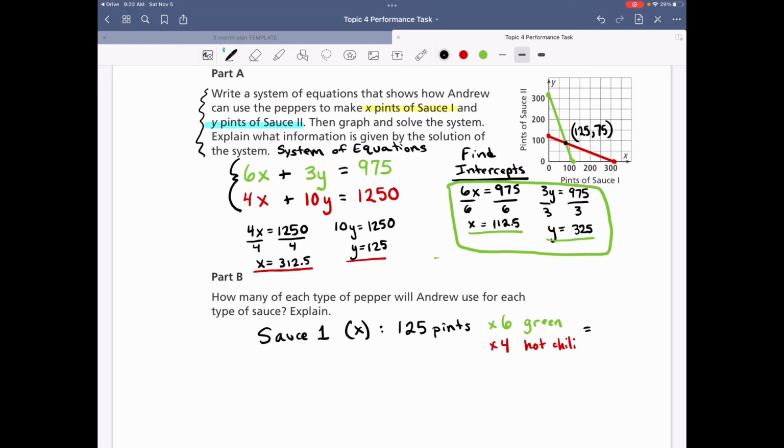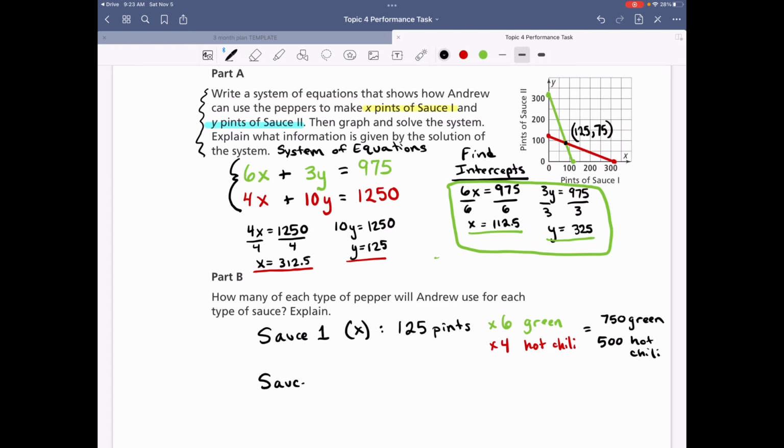So 125 times 6 is 750? Let's check. 6 times 125. Yep. 750 green. And timesing it by 4, I get 500 hot chili. And that's just for sauce 1 based on the chilies that he's buying.